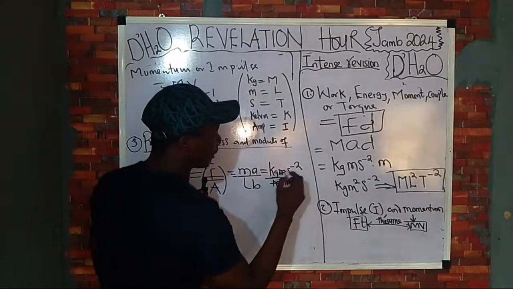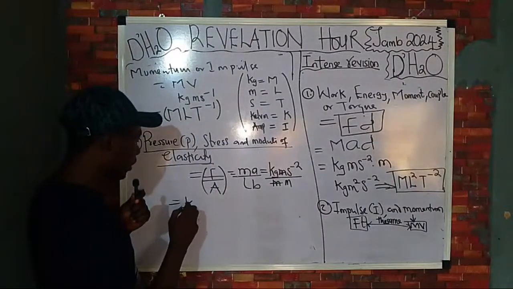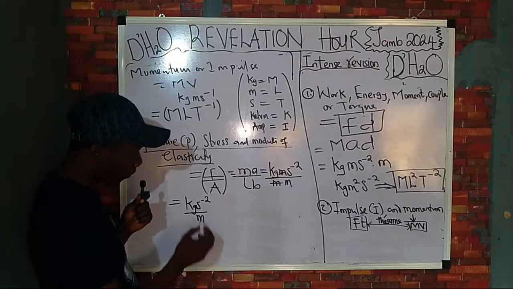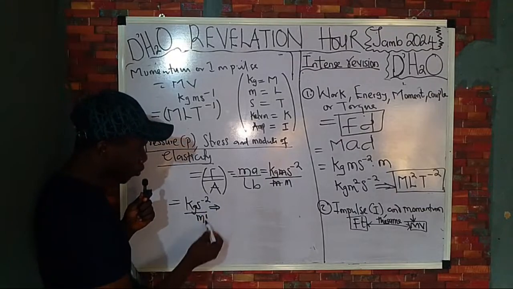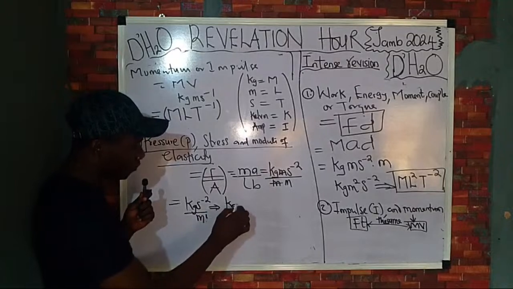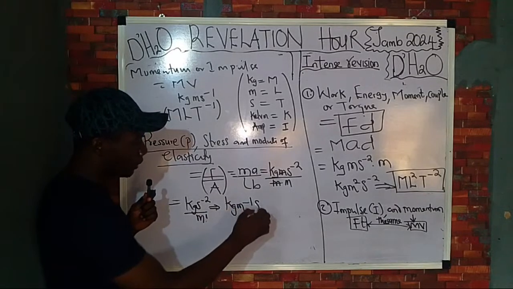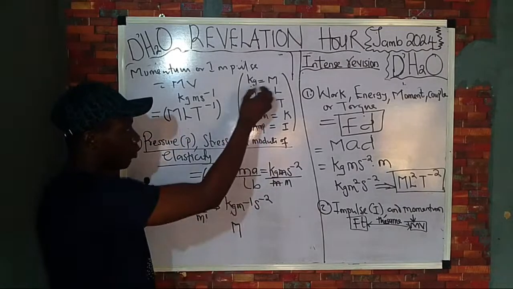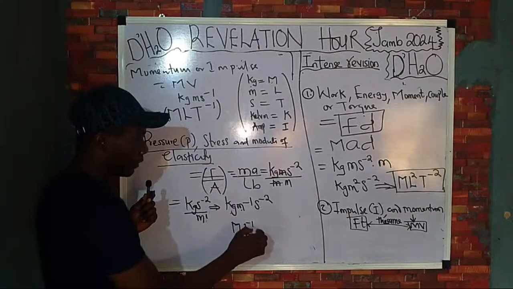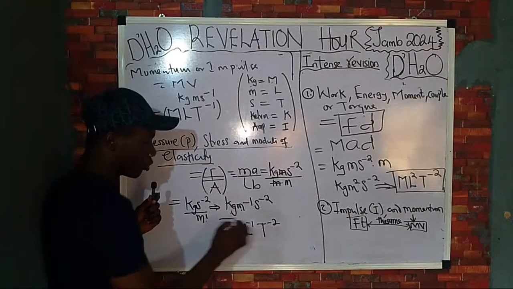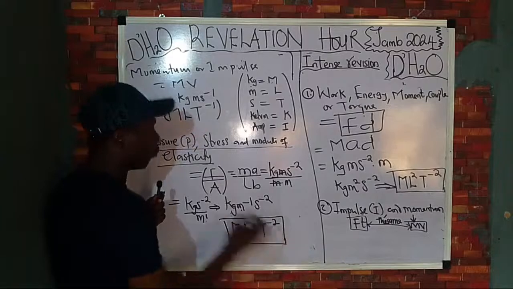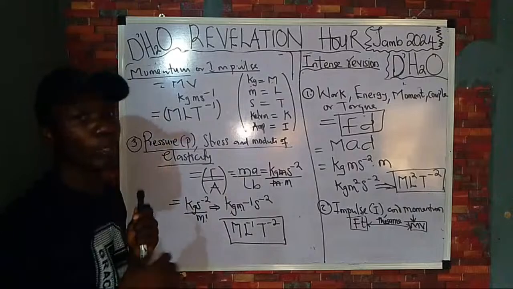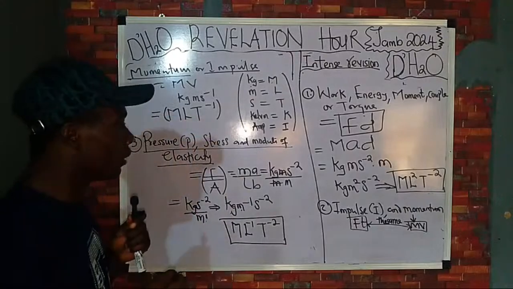So this meter here cancels this meter. We are left with kilogram per second square all over meter. Don't forget the power of this meter is 1. So if you take this up, you have kilogram, meter raised to power -1, seconds raised to power -2. So kilogram is M, meter is L^-1, T raised to the power of -2. This is the dimension for what? Momentum and impulse.